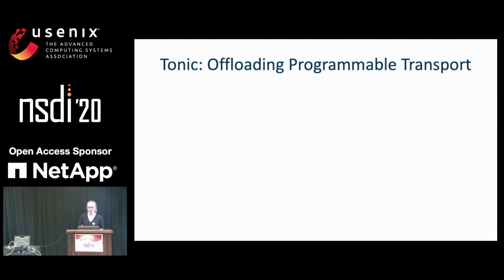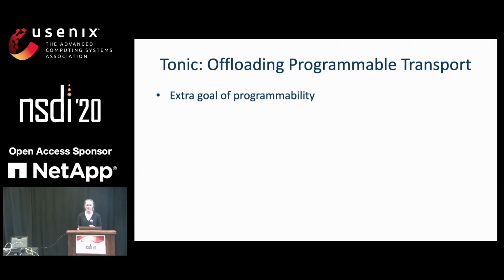The next paper in this session is Tonic, and they also focus on making things efficient by offloading functionality to the NIC, but they add an extra goal of programmability. They want to make it possible for users to come up with new congestion control protocols and implement them so that they can run at line rate on the NIC. But they want to make it easier so that you don't have to spend a ton of effort trying to program just the basic NIC functionality, and you can really just focus on the congestion control functionality.